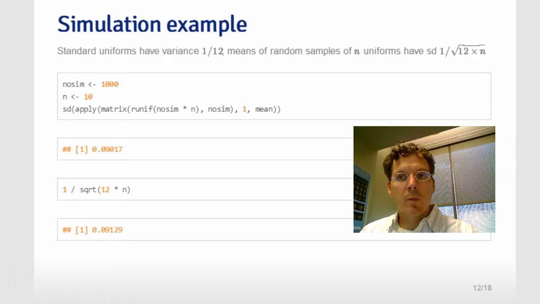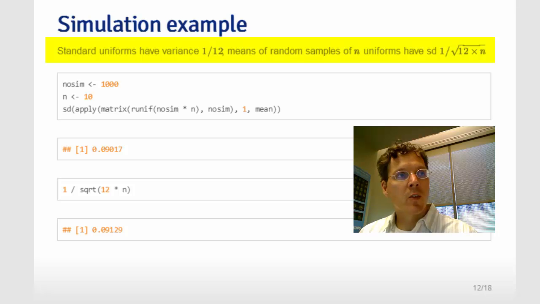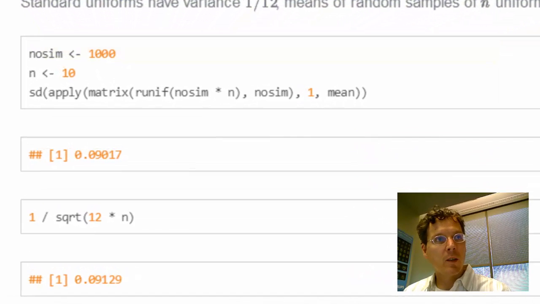Let's try it again. Standard uniforms, remember that density that's a flat line between 0 and 1, turns out to have a variance of 1/12. So let's take means of random samples of n uniforms. We're going to simulate, in this case, 10 uniforms, take their average, and then do that over and over again, and then take the standard deviation of the collection of averages of 10 uniforms. And that will tell us about the distribution of averages of 10 uniforms from this population.